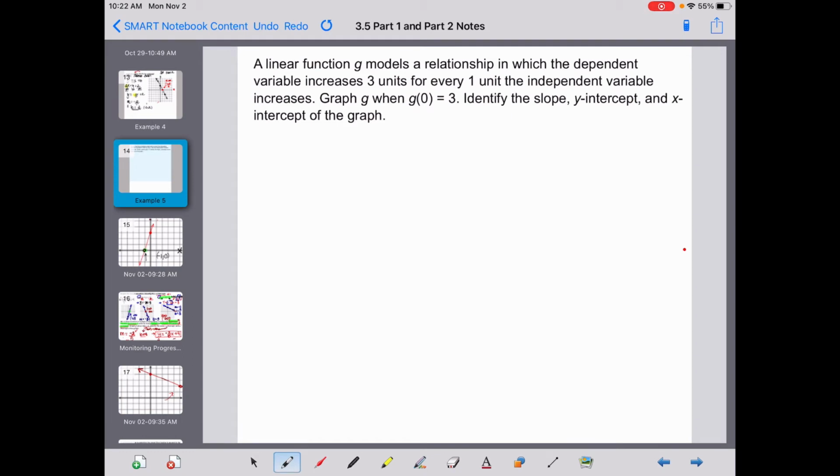A linear function g models the relationship in which the dependent variable increases by 3 units for every 1 unit the independent variable increases. Graph g when g of 0 is 3. Identify the slope, identify the y-intercept, and the x-intercept of the graph.